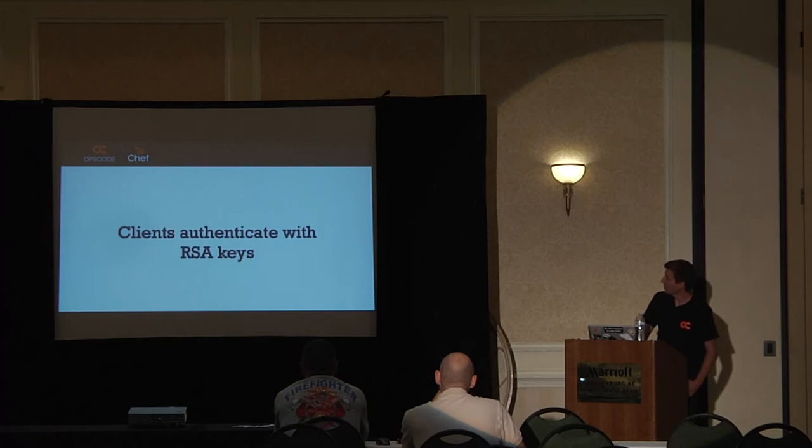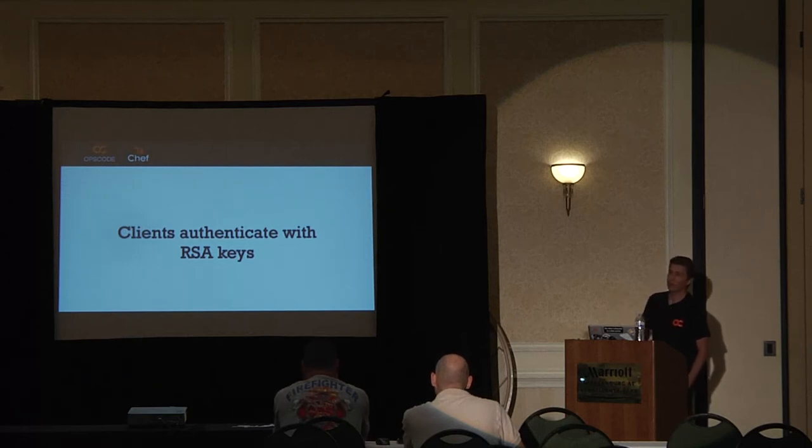So the clients authenticate with RSA keys. The client holds the private key and the server holds the public key. So the server is not a centralized store of the authentication information and it pushes out that responsibility to the node. The first time a client or a node checks in with the Chef server, it gets a unique key pair generated for it, and the private key is sent down to the node, and at that point, that's where it lives. And then all other authentication takes over with that key pair, from there forward.